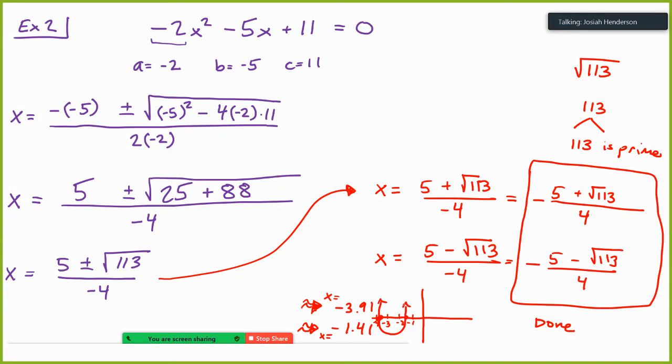Good. So you're going to see that in Admentum. You won't see answers with a negative in the bottom. The whole fraction would be negative. So if you work it out and you get, like we did, negative 4 in the denominator, what you're going to see in Admentum is the whole fraction negative, like I wrote it at the very end.